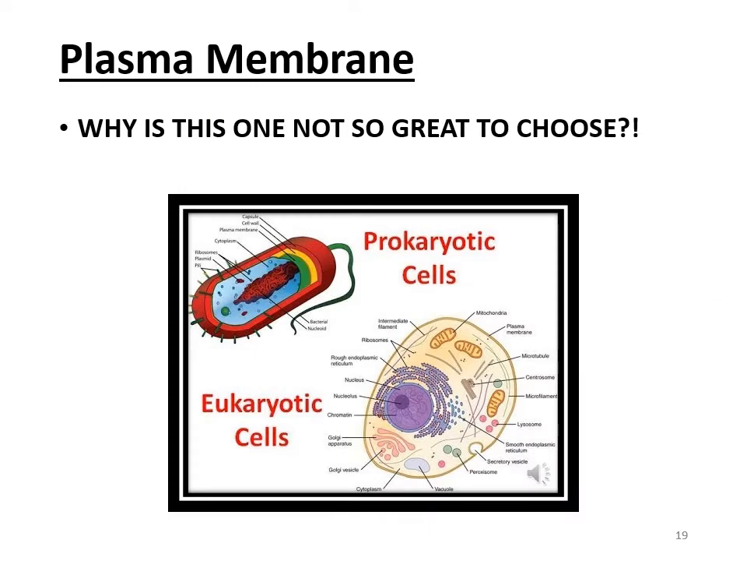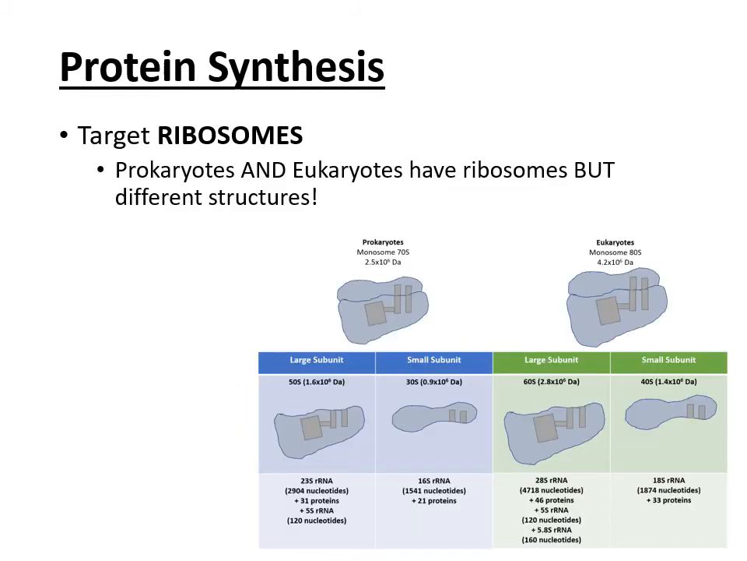Now, the next structure that you might want to target would be the plasma membrane, but remember we said do not target this. The plasma membrane is the least selectively toxic target. Okay, so this one is not so great to choose. Why? Because our plasma membrane is the same as bacteria's. So if you put something in the human body that is destroying bacterial plasma membranes, it will also destroy the human plasma membrane. So it'll destroy your own cells, which you do not want to do.